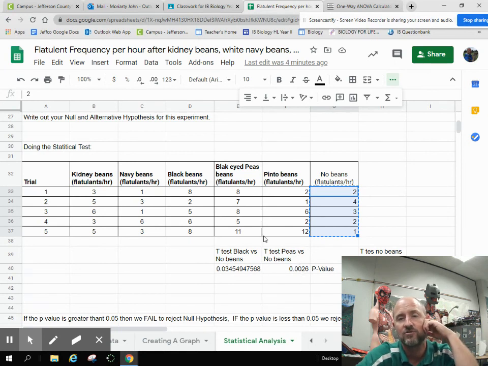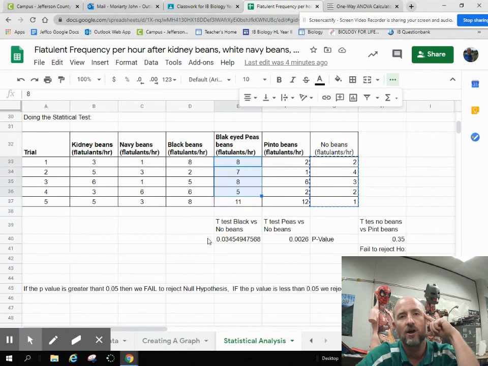I sometimes just recommend running each one versus your control, and that gives you a pretty good idea of an answer. So I would probably run all against a control, but you could also, with this experiment, say black beans cause more farts than navy beans or something. You could also do that. I hope that helped you guys.